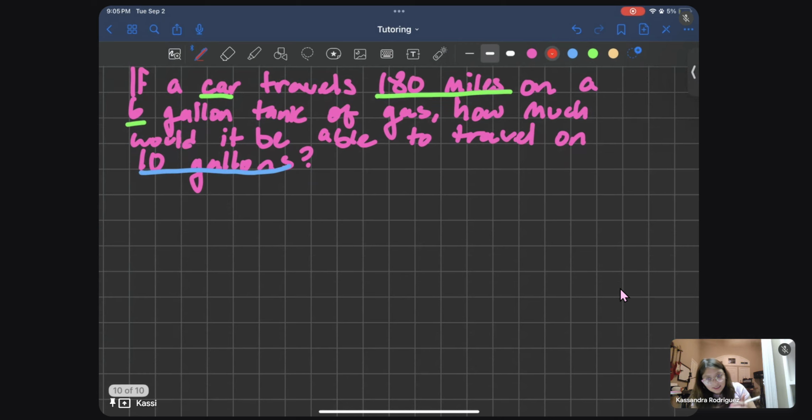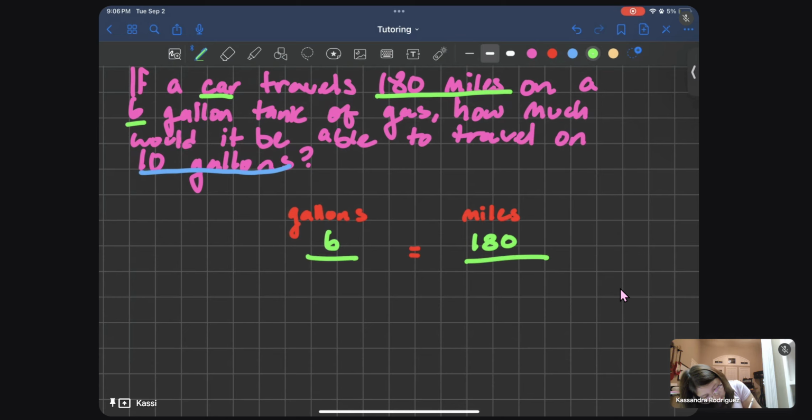Okay, let's check it out. So I'm going to put my gallons on this side and my miles on this side, and put a little equal sign. So I'm going to put my 6 gallons on this side, and that's equal to 180 miles, right? So also on this side, I'm going to put my 10 gallons. And what we're looking for is how long would that be able to travel, right?